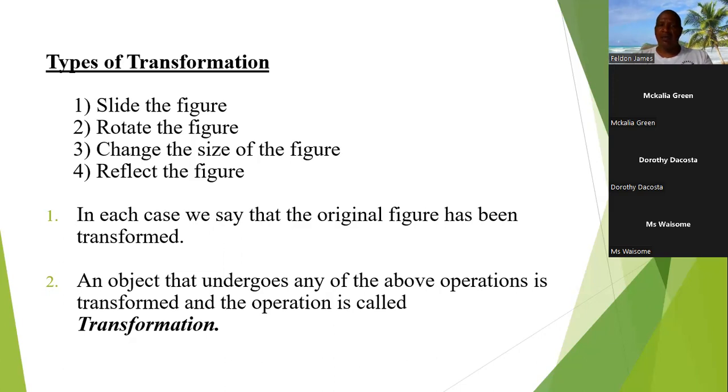In each case, we say that the original figure has been transformed. The original figure is the pre-image, and the image is what you get after the transformation. If you have an original figure and you zoom it up, the bigger figure is the image of the original, and the original is what we call the pre-image. So, point 2: an object that undergoes any of the above operations is transformed, and the operation is called a transformation.